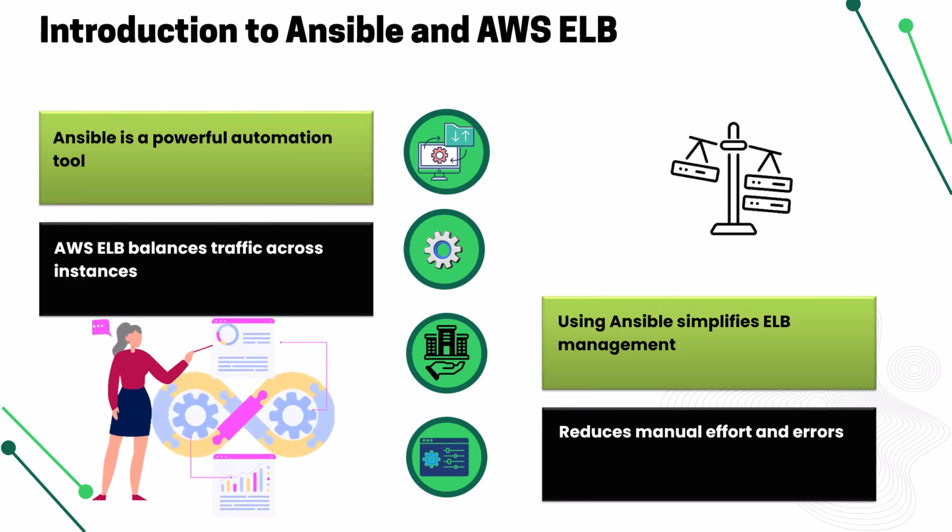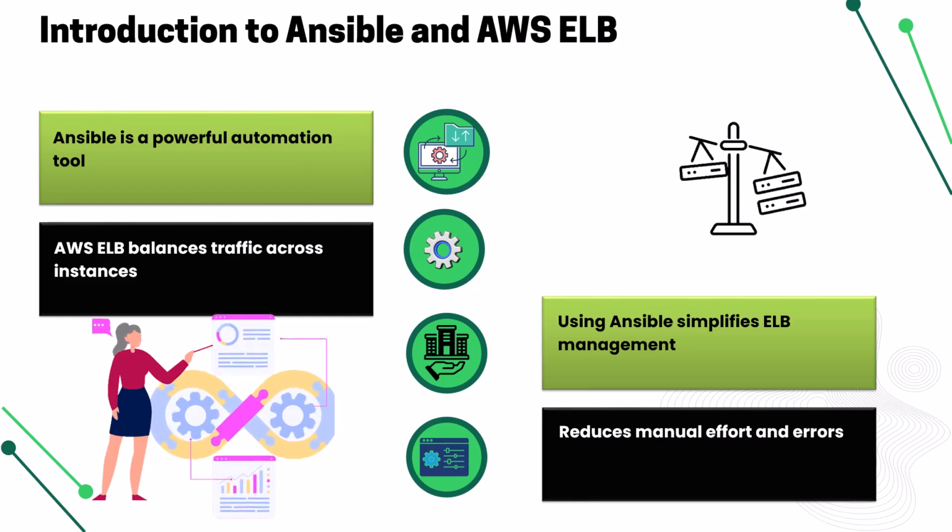Imagine hiring a really efficient assistant who never complains, never forgets, and never asks for a raise. Meet Ansible. It automates tasks like configuring AWS ELB, which ensures your application traffic runs smoothly. ELB makes sure no single server cries from overload. And with Ansible, you don't have to babysit configurations. It handles them for you.